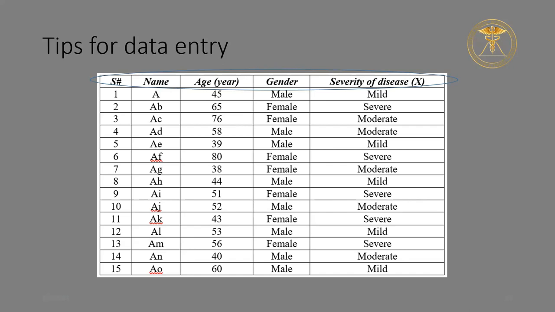Age, gender. Age is open, so it is quantitative. Gender is actually coded data, categorical data, closed data. So I need to put the coding here, 1 for male, 2 for female. In a similar way, we can enter our severity of disease. 1 is for mild, 2 for moderate, 3 for severe. So here is the closed data again.